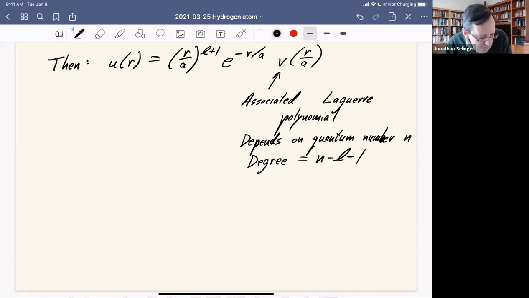So if you look at all of this stuff, then you can see that when the electron is really close to the proton, that is at small r, then the first factor goes to zero. And we get something which scales as r over a to the l plus one power for small r.